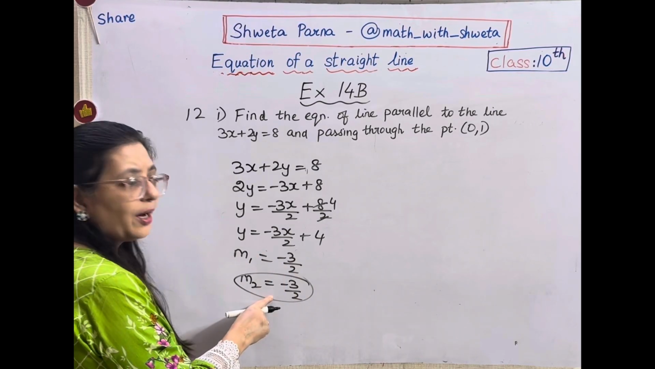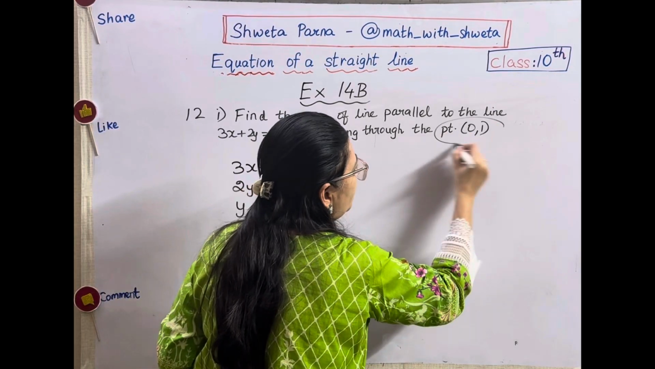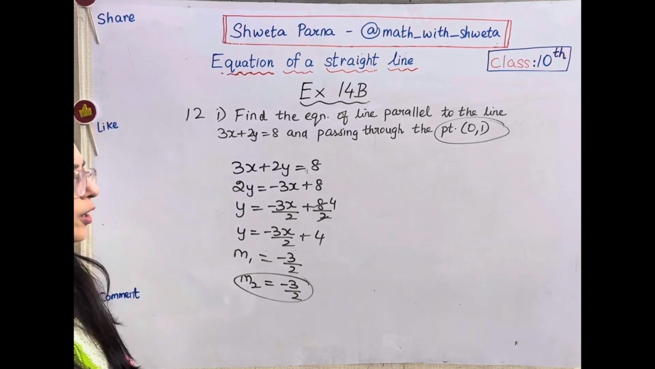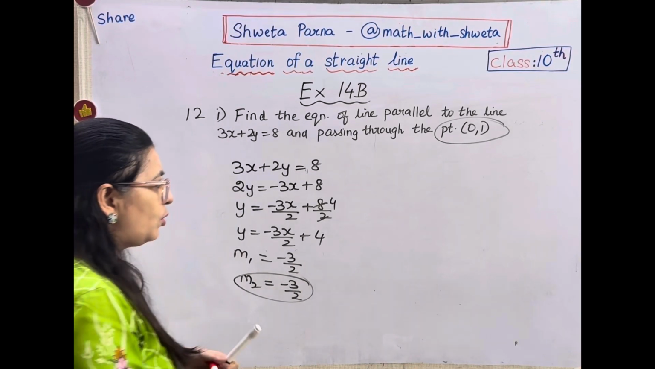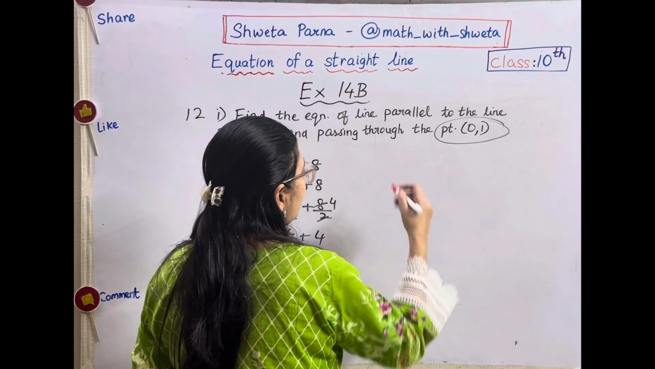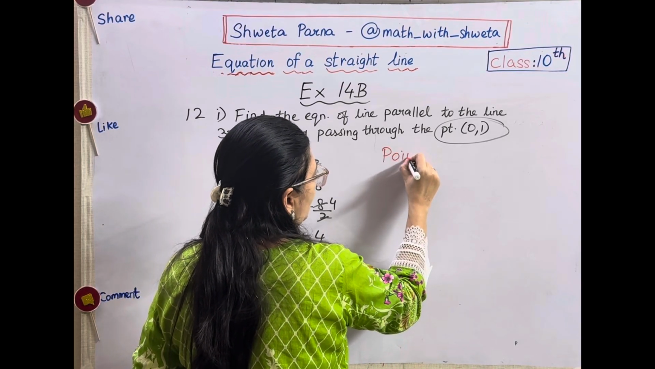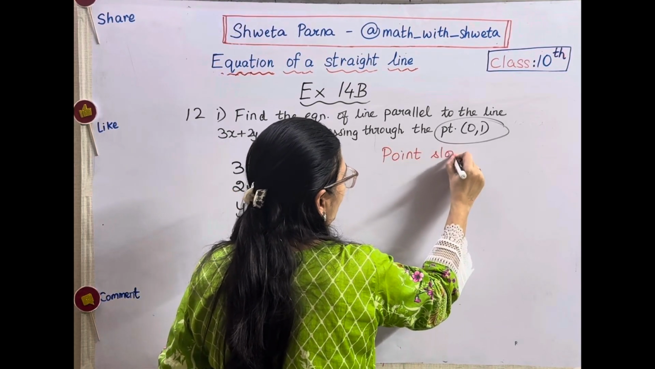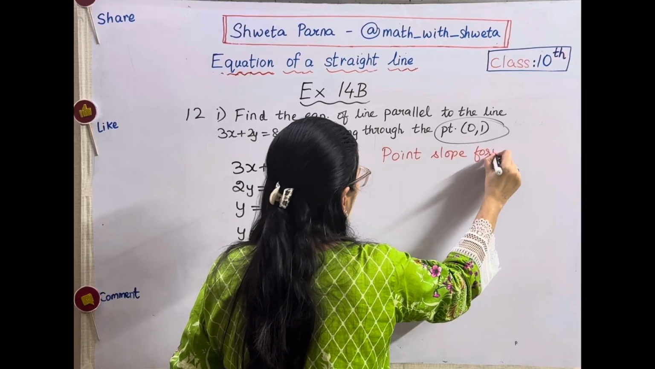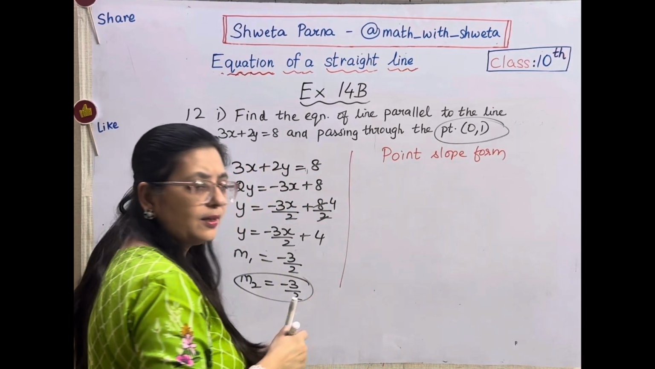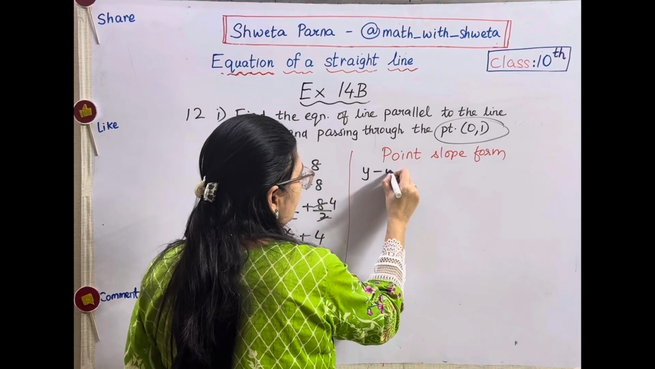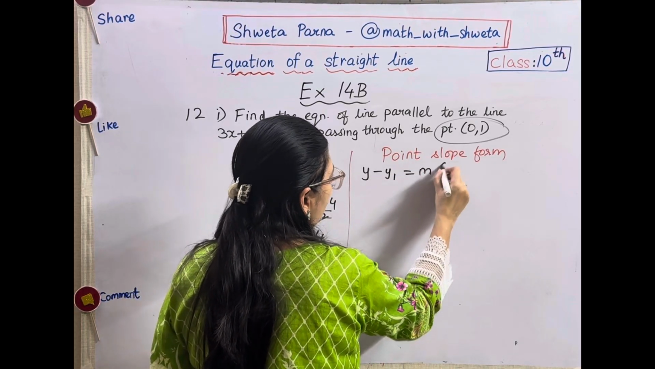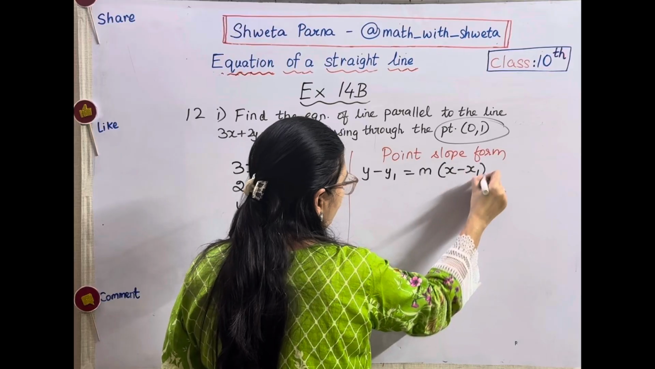Okay. Now you have the slope, you have the point. Which format will you use to write the equation? Slope and one point is given to you. So we will use point slope form. What is point slope form? Come on. Think. We have done this in the first exercise. It is y minus y1 is equal to m into x minus x1.